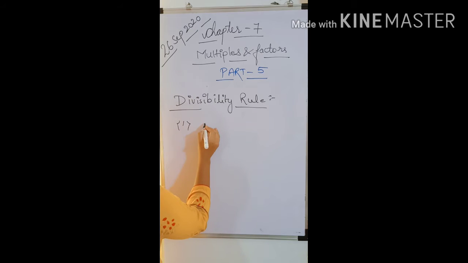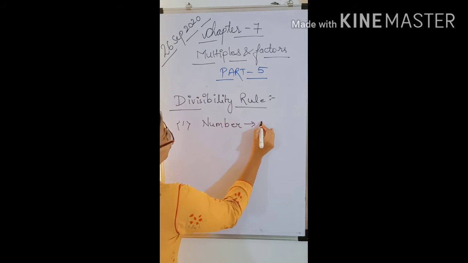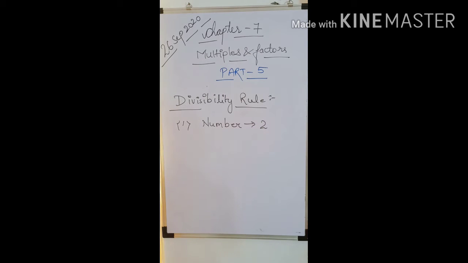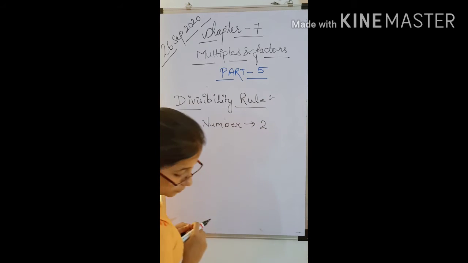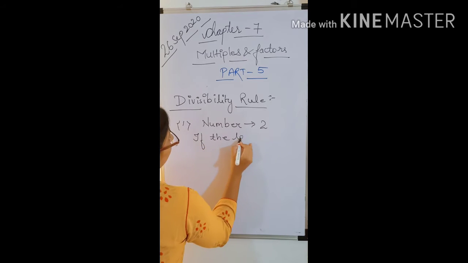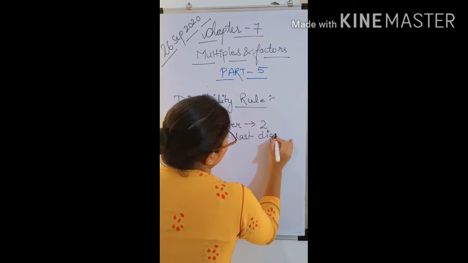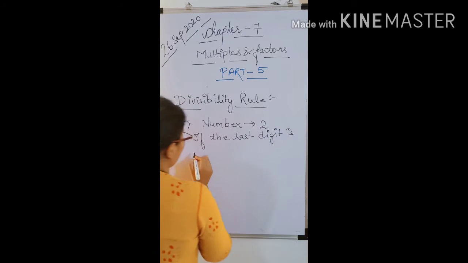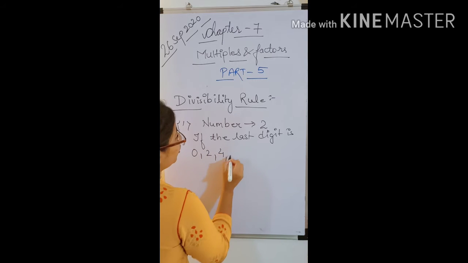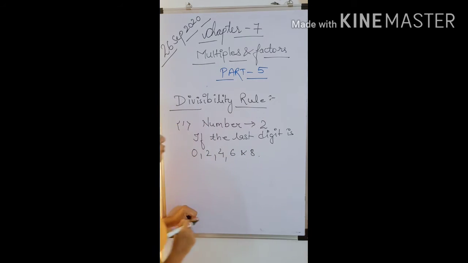From the starting number, I am going to take the number as 2. Suppose we have to check whether the number is divisible by 2 or not. So how will we be checking that? If the last digit is 0, 2, 4, 6 or 8, then the given number will be divisible by 2.